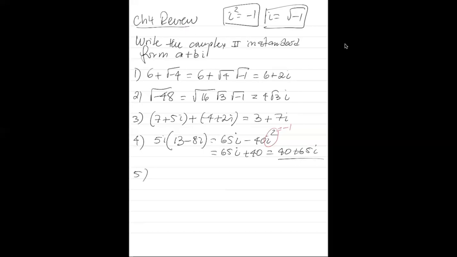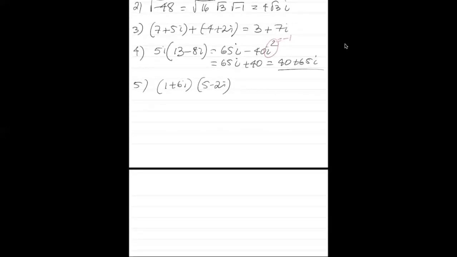Number 5, 1 plus 6i times 5 minus 2i. So we multiply complex numbers just like we FOIL. So we have 5 minus 2i plus 30i minus 12i squared equals 5 plus 28i plus 12, because i squared is negative 1. And finally, 17 plus 28i.